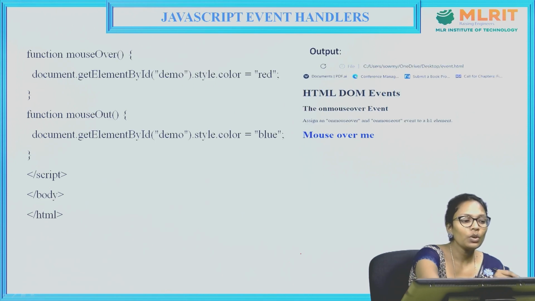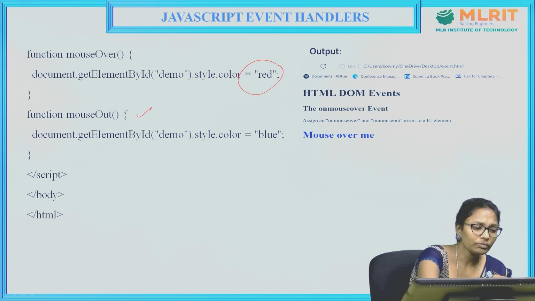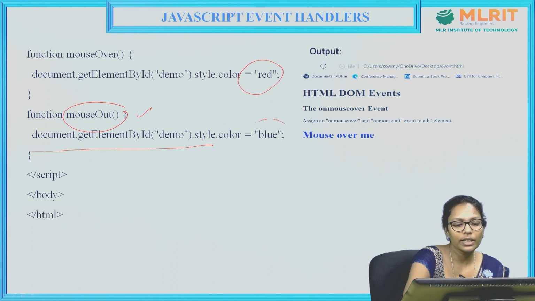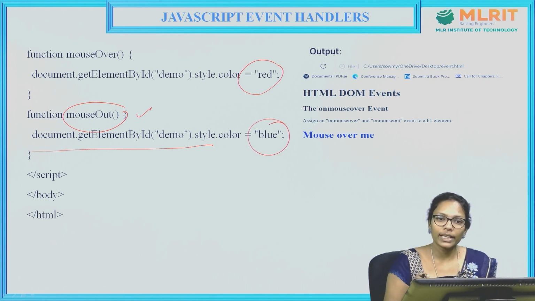And coming to mouse out, this is the one, on mouse out. See, I have repeated it, right? So the second function is mouse out. In the mouse out, same thing I am writing, but I am changing the color to blue. That means whenever you move the mouse out of that text, then it will display the text in blue color.